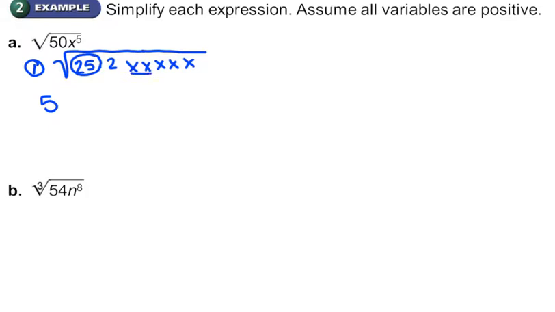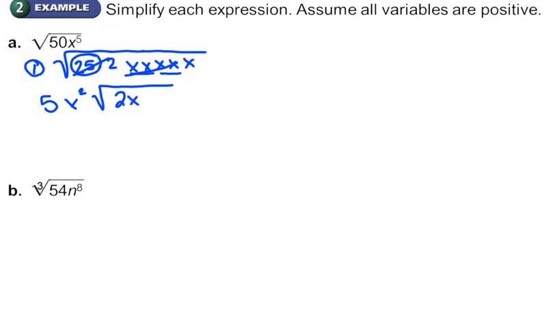I have 2 x's, 2 x's. So that means I can pull 2 single x's out. So that becomes 5x squared. And then underneath the radical, we've taken care of this, and we've taken care of those. So we're left with 2x.